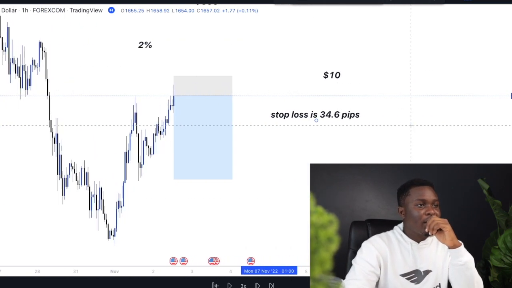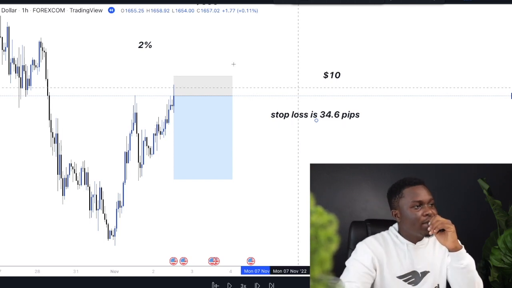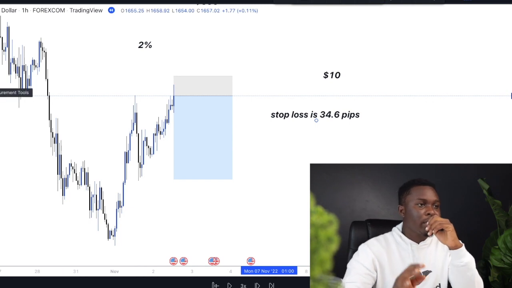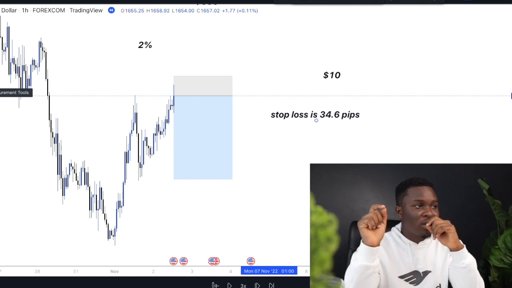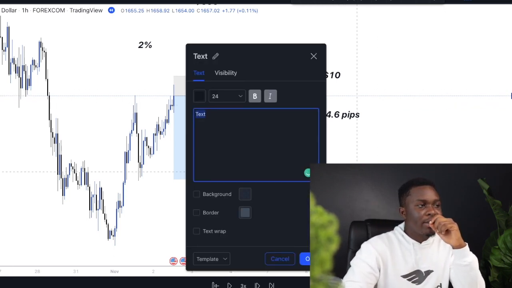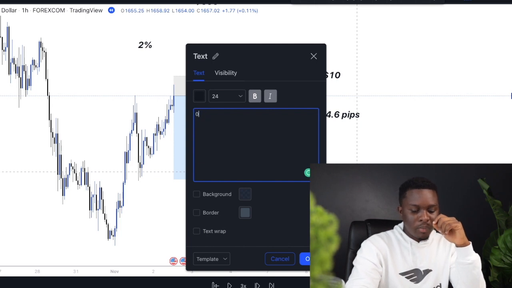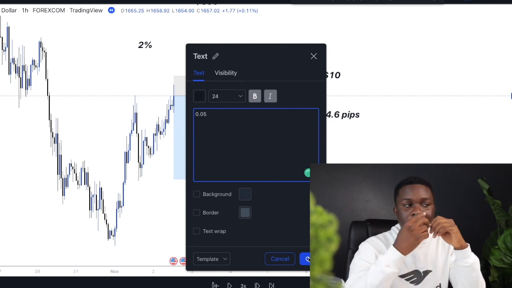Now you need to understand that when it comes to lot sizing, we have the micro lot size, the macro lot size, and the mini lot size. Let's say that the mini lot size or the micro lot size actually starts from 0.01 to 0.09. Now let's say that you decide to use a lot size of 0.05. Now the calculation or the formula for doing this is very simple.